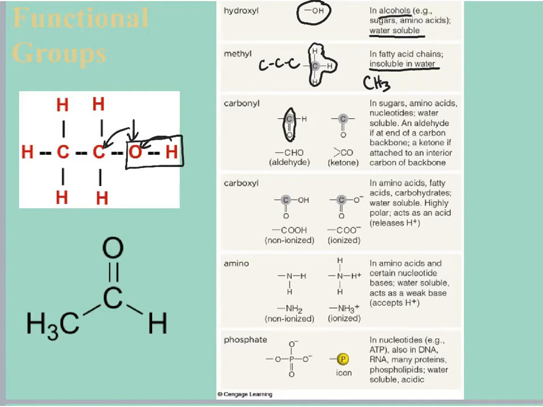Other types of sugars can have carbonyl groups. Amino acids will have carbonyl groups. Amino acids are the building blocks of proteins, nucleotides, etc. These are water soluble. They will dissolve in water.